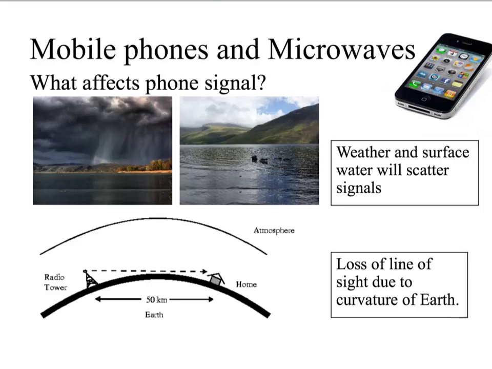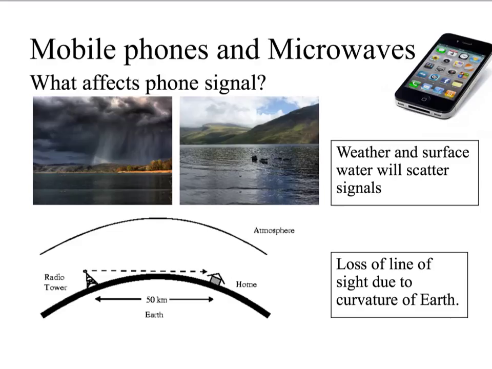Now we're going to look at microwaves and how they're used in communications, and namely in mobile phones. Mobile phones send and receive information using microwaves, and we're going to have a look at some of the things that can affect a mobile phone signal. So I've got some pictures here at the top of poor weather and surface water, lake. Now both of those things will scatter signals.